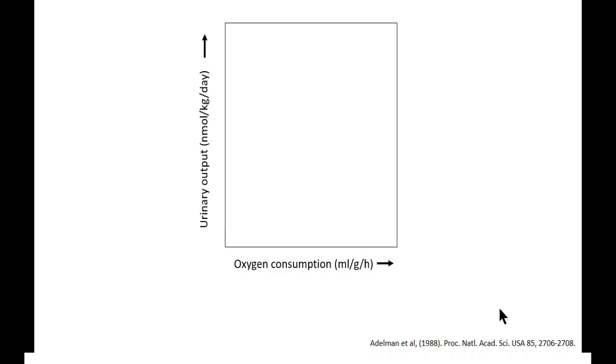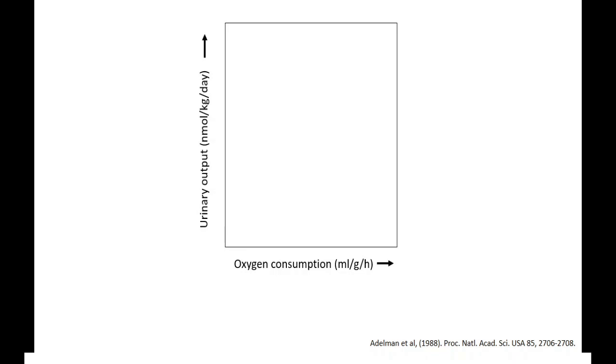Before we look at the data, let us first understand what oxygen consumption rate tells us. It tells us about the rate of metabolic activity that requires oxygen. Hence, higher oxygen consumption rate indicates higher metabolic rate. On the other hand, higher urinary output of modified DNA bases indicates higher frequency of DNA damage under oxidative environment.